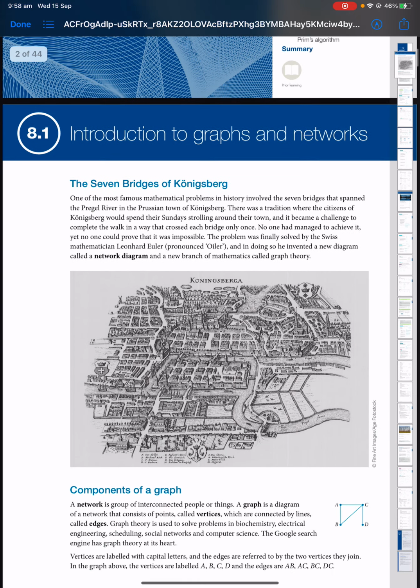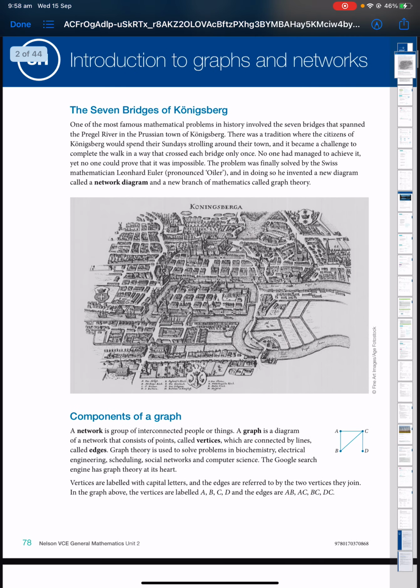this topic. So the seven bridges of, and I can't pronounce that, is basically a really famous mathematical problem that involves seven bridges around a river and around a town. So it's basically you're going on a walk, you can cross each bridge, but you can only cross it once. And it was deemed impossible. So the problem was actually solved eventually. And the way that it was solved is using this network diagram.